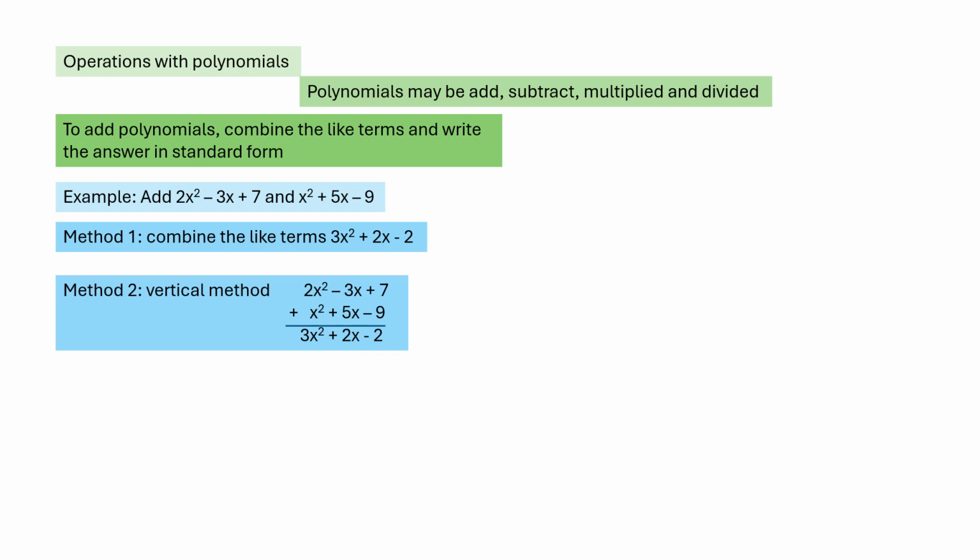Method 2, you can use the vertical method: write each like term under the other. So write them one above the other and combine the like terms, and you will get the same answer.